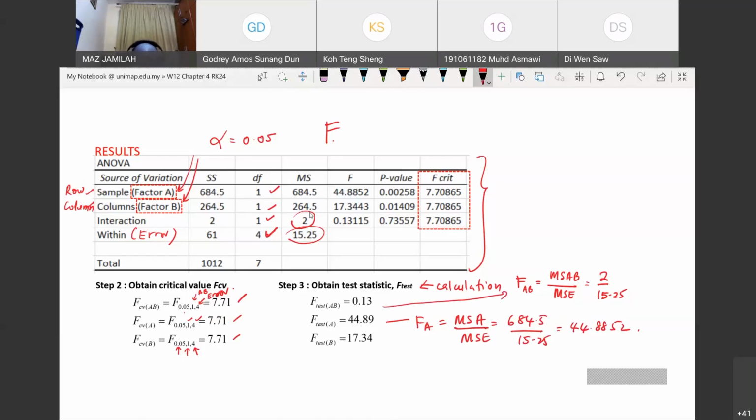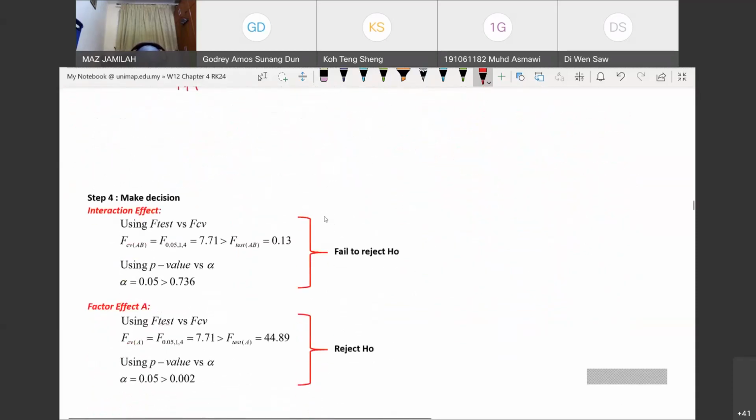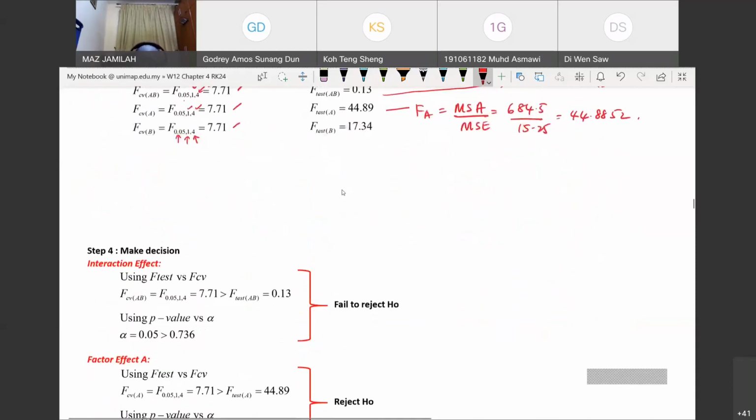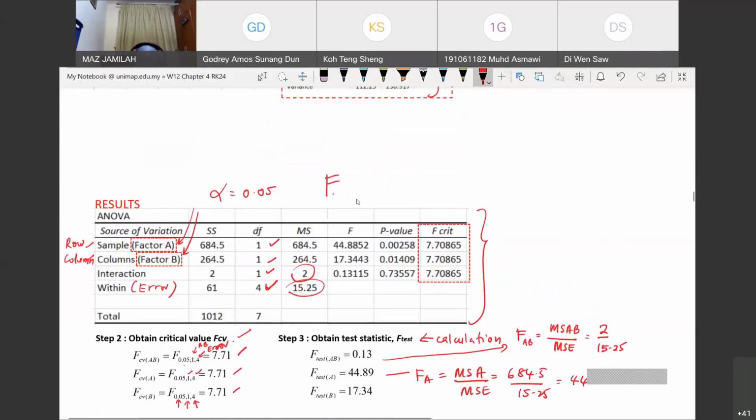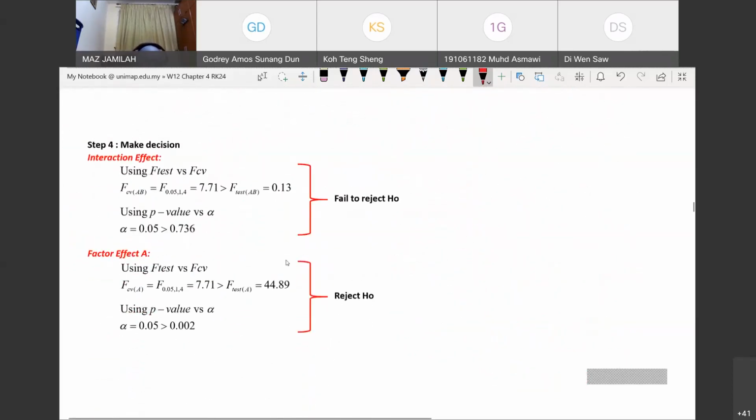Now, having your critical value of F and the F test of your calculated factors and interaction, we make the decision. Class, I forgot to mention that you can see your p-value is automatically given in your ANOVA table. So how do we make the decision? If you are using your F test and F critical value, look at the first rule: if your F critical value is greater than the F test, then in this case we fail to reject the null hypothesis.